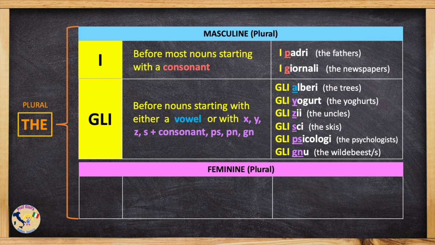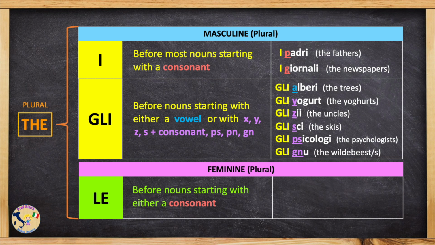We use the definite article le in front of plural feminine nouns starting with either a consonant, as in le piante, or a vowel, as in le amiche.